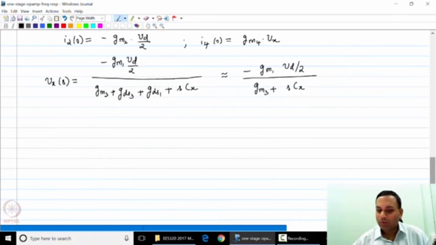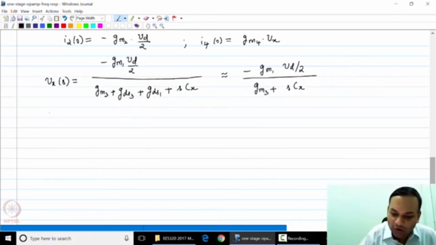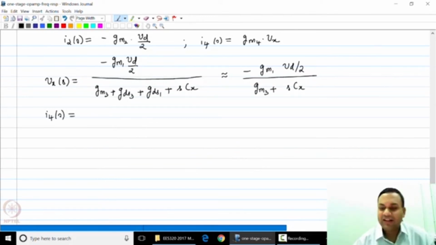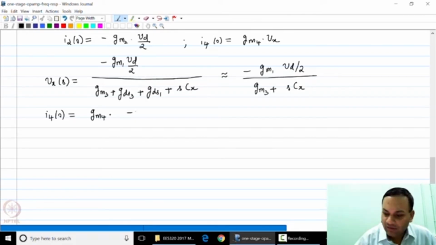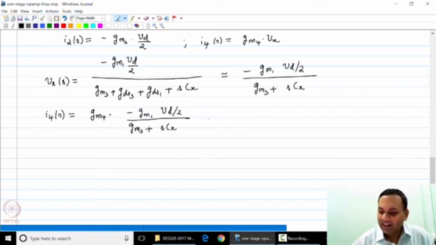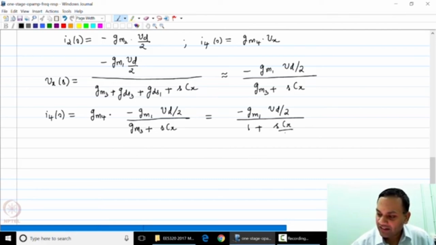Now finally, we are in a position to write the expression for I4 of S. I4 of S is now GM4 times minus GM1 Vd by 2 over GM3 plus SCX. I am now going to write it in a very specific form. I am going to say this is minus GM1 Vd by 2 over 1 plus SCX over GM3. This is because GM3 is the same as GM4.